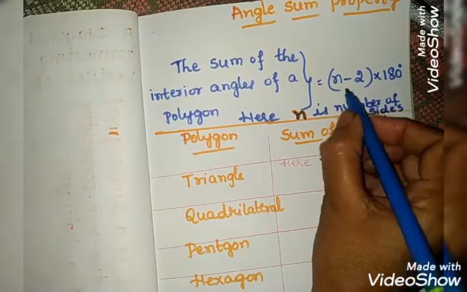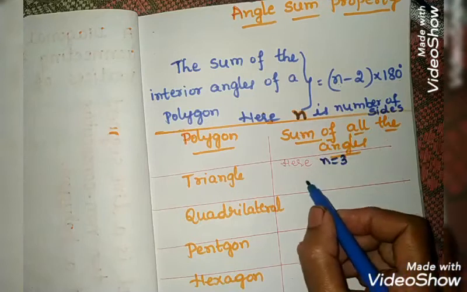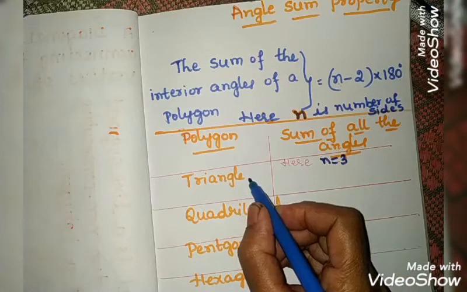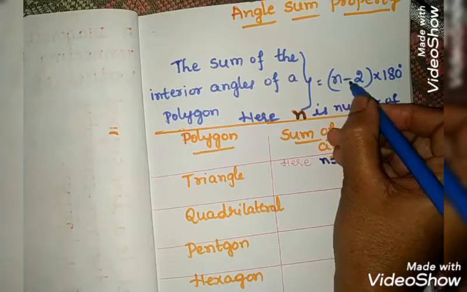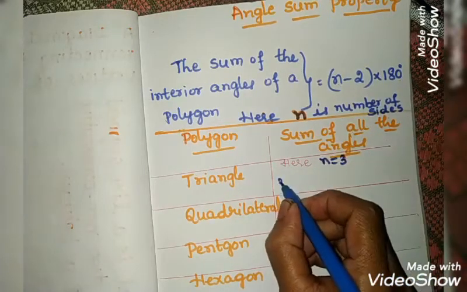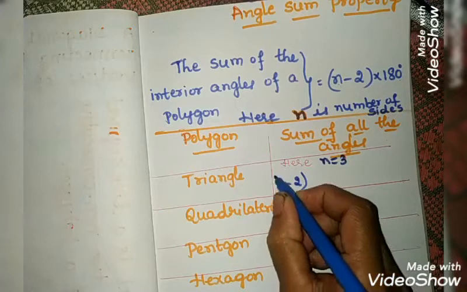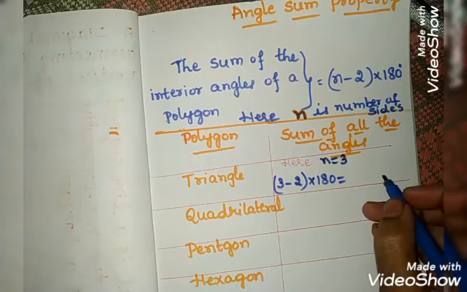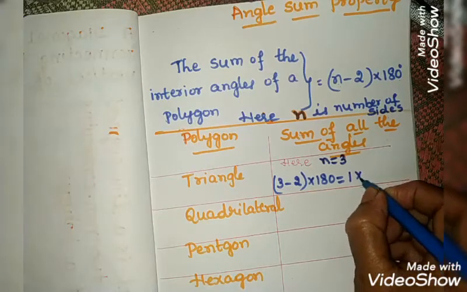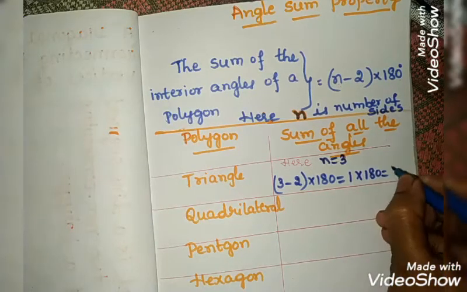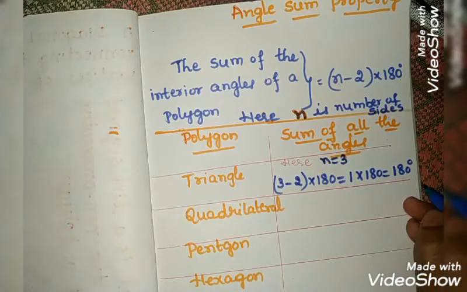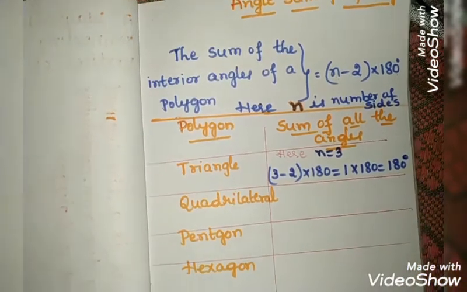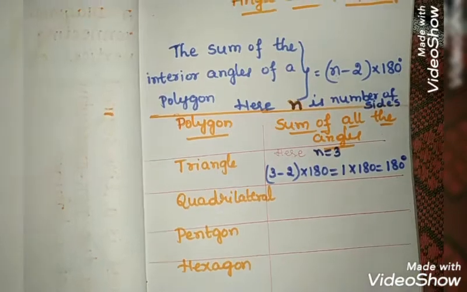Now, let us use this formula to find the sum of all the angles of a triangle. So, n minus 2, here n is 3. 3 minus 2 into 180, children. Correct? 3 minus 2 is equal to 1. 1 into 180, that is equal to 180 degree. So, the sum of all the angles of a triangle is 180 degree. We got the answer.